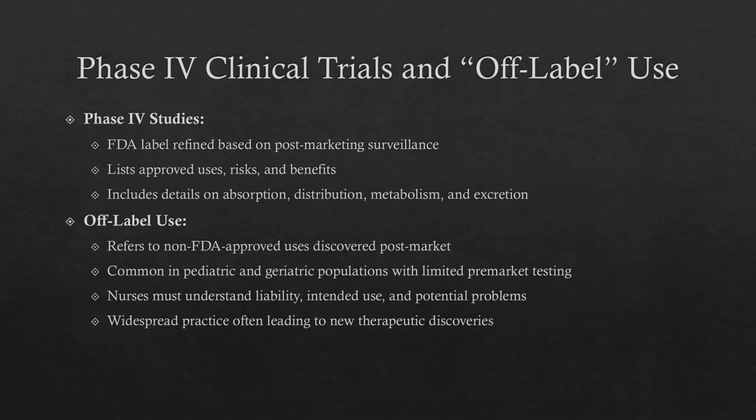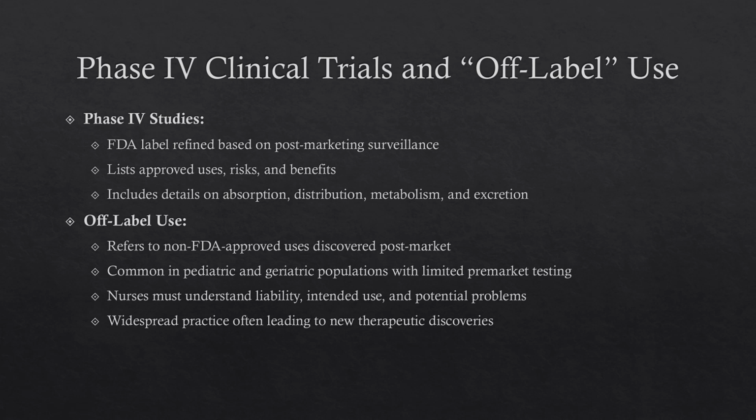And then a little bit more about phase 4 clinical trials and off-label use. So with phase 4 clinical studies, the FDA has labeling refined based on post-marketing surveillance. So that's looking at long-term effects and then also looking at approved uses, the risk and the benefits. And it's also going to include details on absorption, distribution, metabolism of the drug, and how the drug is excreted. So when we look at off-label use, this is what these drugs can work for in others that don't have a label for that use.